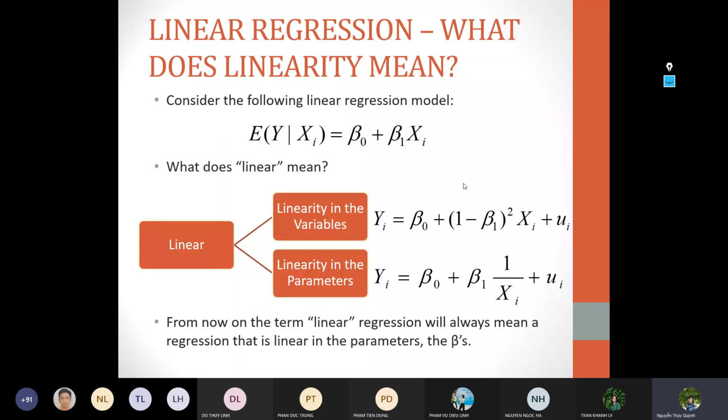Now each group, think of your own population regression model. What can be the dependent variables and what can be the independent variables, and why do you choose the variables to bring into the model? Then express the relationship between them by the population regression model. Then try to find the data for the variables in the model.